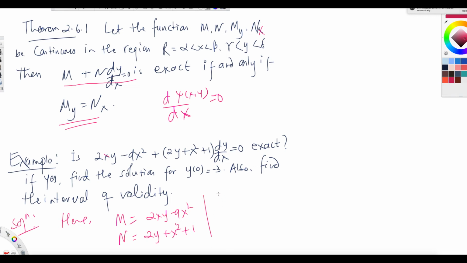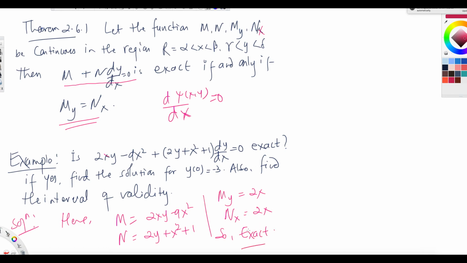Let me check. M sub y is 2x. N sub x is 2x as well, because M sub y is the derivative of this whole thing with respect to y, where x will be constant. So 2x, the derivative of y is 1, plus this will be 0 because it is considered a constant when you find the derivative with respect to y. Similarly, to find the derivative of N with respect to x, this will be constant, so 0 derivative, plus the derivative of x squared is 2x, plus the derivative of 1 is 0. So that's 2x. So exact, right?